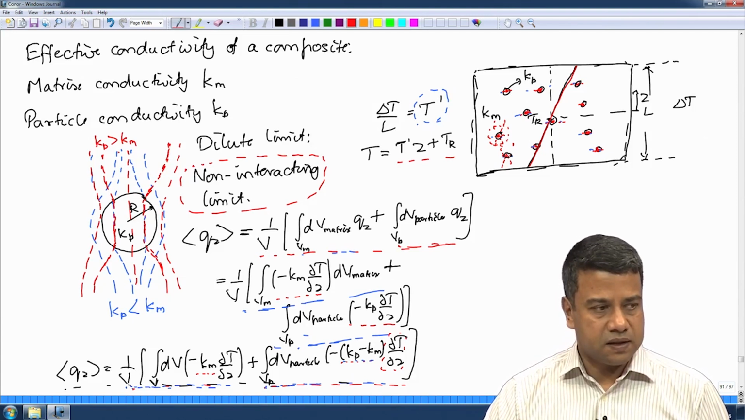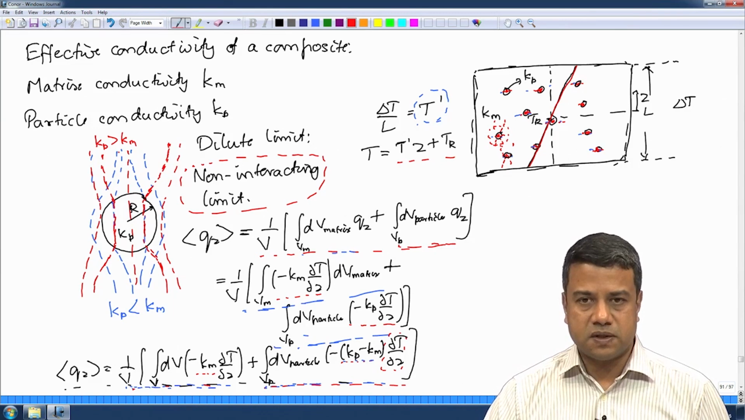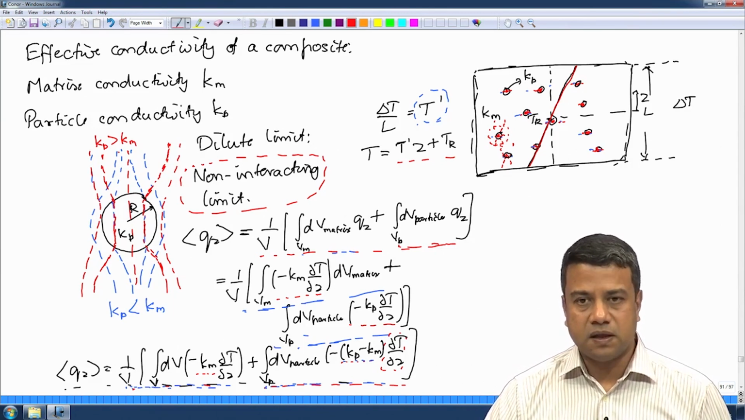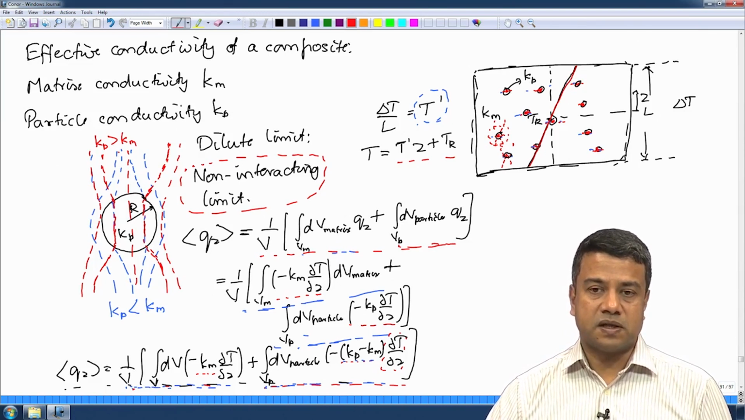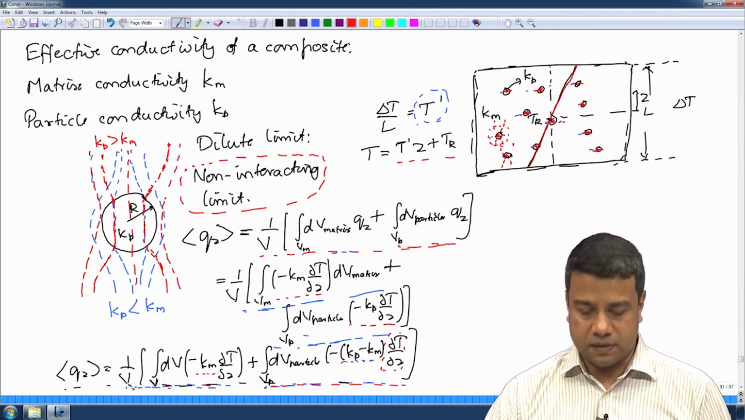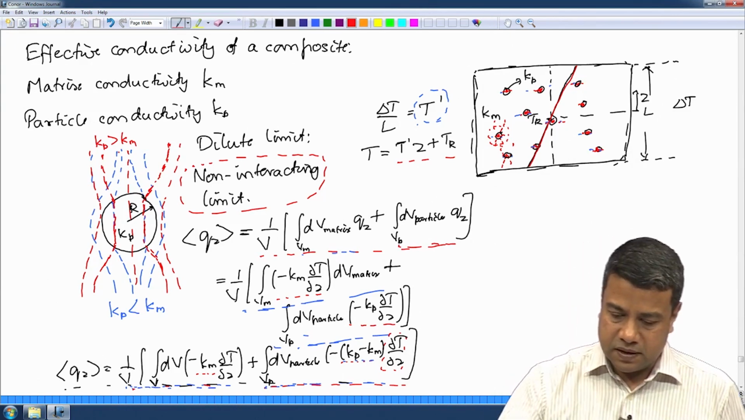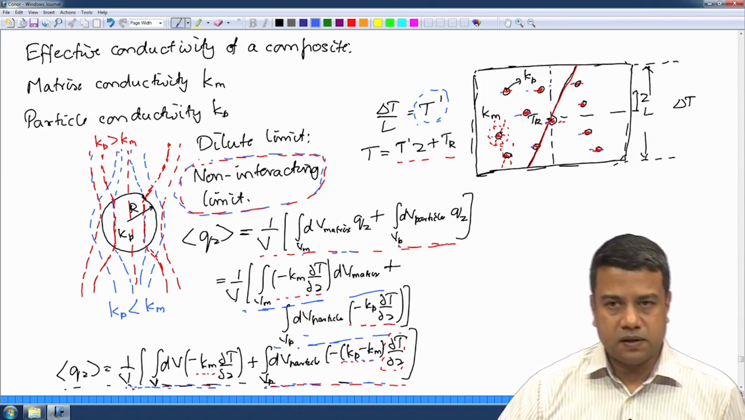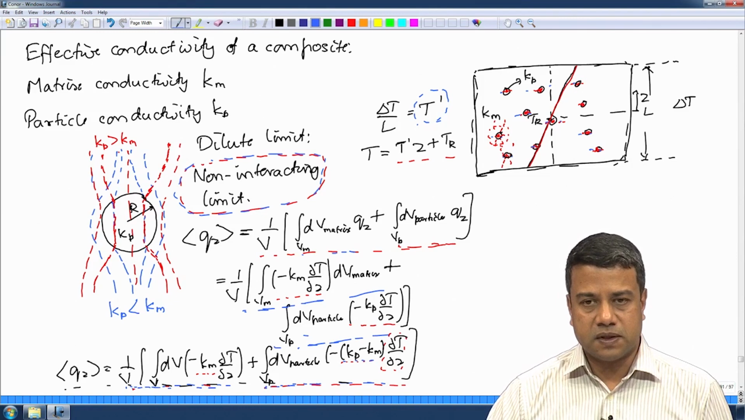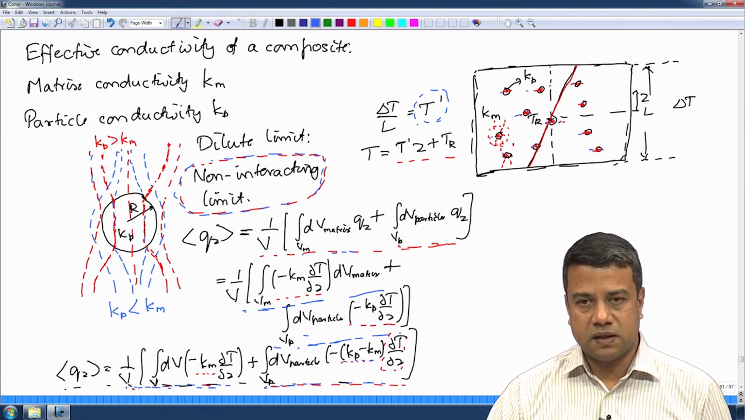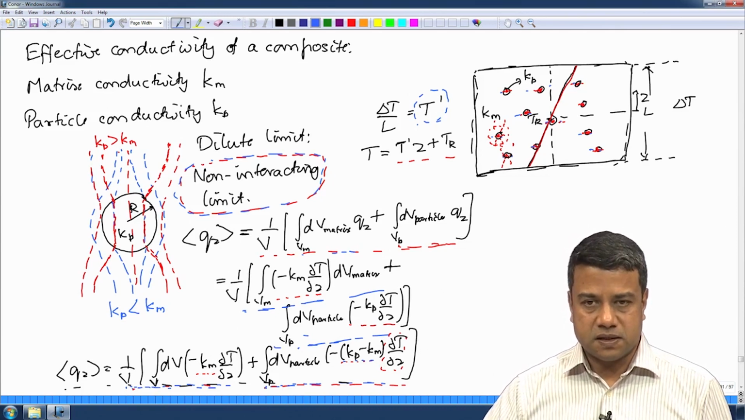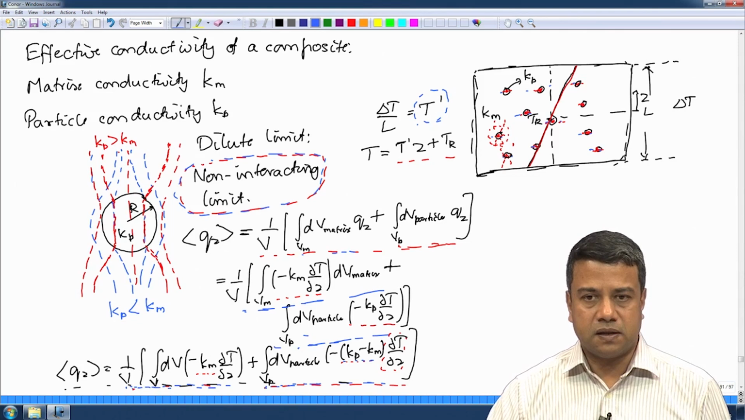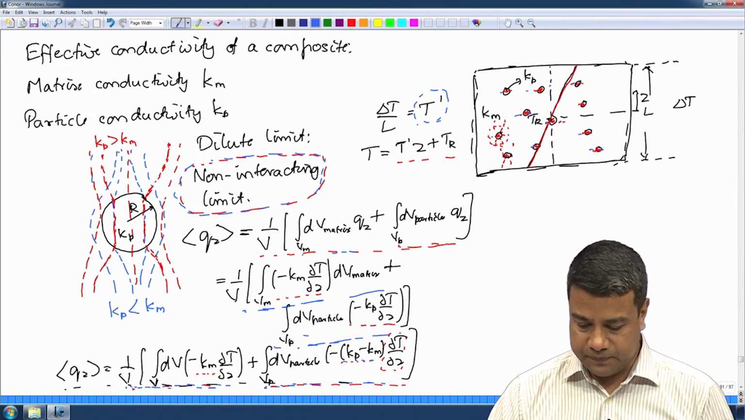This calculation had 2 components. The first was to calculate the average flux in terms of the temperature distributions, and then the second was to calculate the temperature distribution itself around a single particle. We had considered this in the non-interacting limit, where the temperature field around one particle does not affect the temperature disturbance around another particle. The fact that you are disturbing the temperature at one location, that disturbance decays sufficiently fast that it does not affect the temperature at another location.